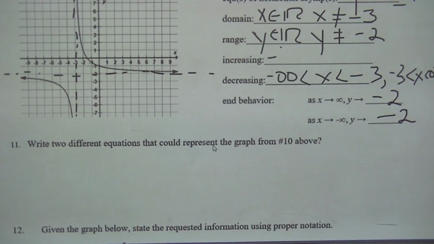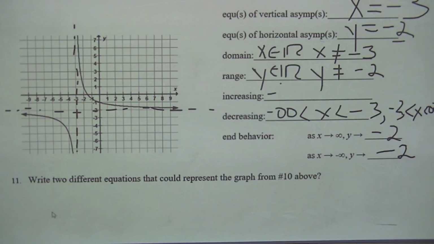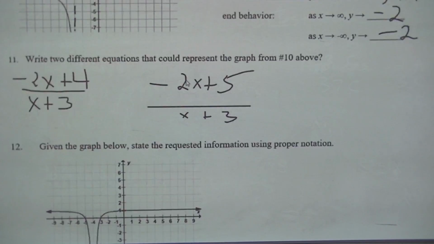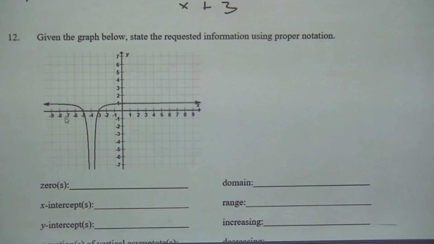Write two different equations that could represent this. The idea is, if I have a vertical asymptote, that could be an example, with negative 2x plus 4. Ask yourself, that would be the vertical. Dividing those would give you the horizontal. You can make up any other number combination as long as those two things still exist. Those two numbers divided give you that, and the solution of the factor in the denominator gives you that. Now here's one a little bit different.